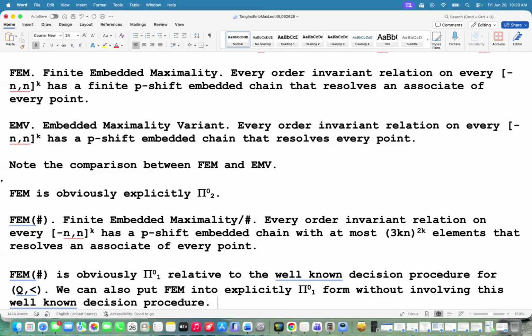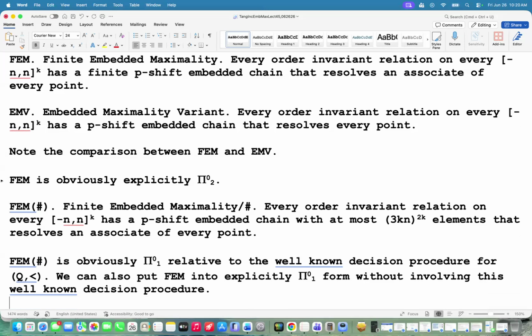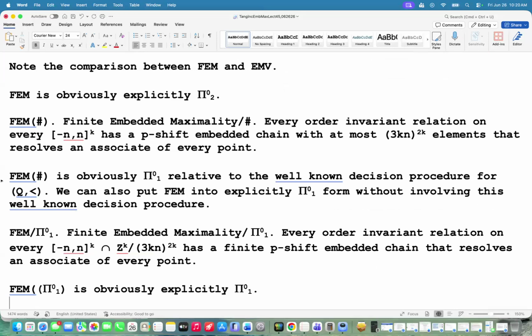And then finally, FEM pi 0 1 is what I call it. Every order invariant relation on this piece, minus n to the k intersects z to the k divided by 3kn to the 2k, has a finite p-shift embedded chain. This is finite already. See, this intersection is finite. Has a finite p-shift embedded chain that resolves an associate of every point.